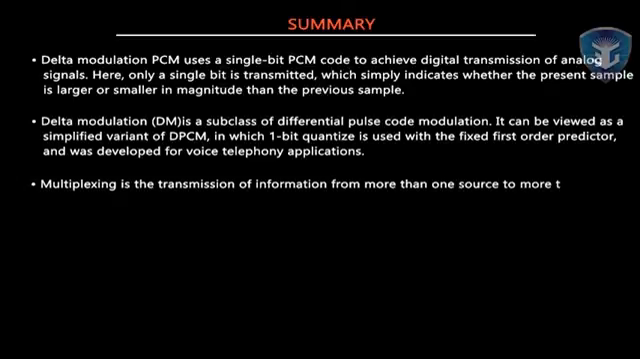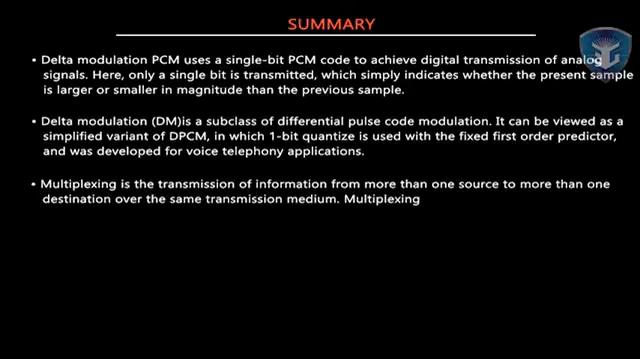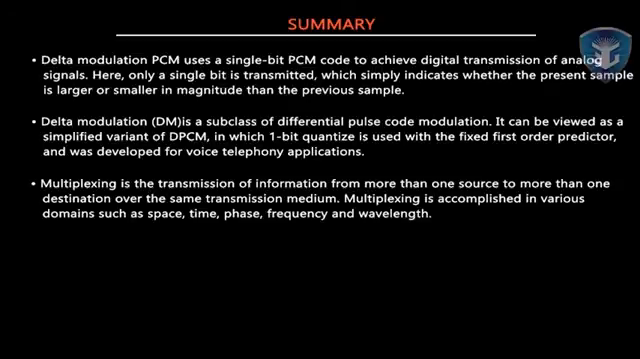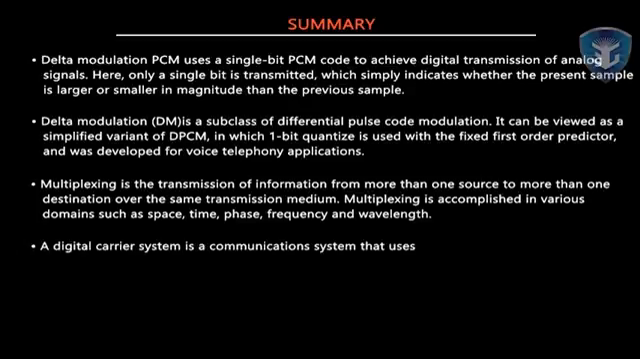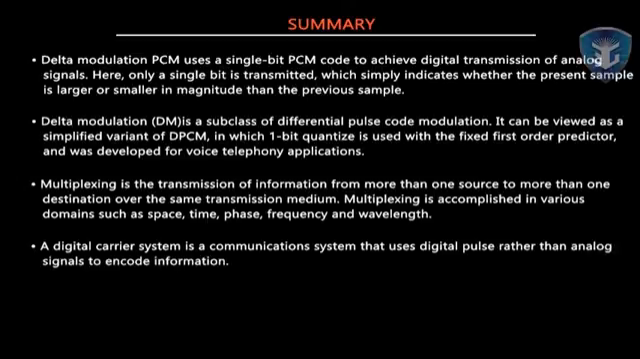Multiplexing is the transmission of information from more than one source to more than one destination over the same transmission medium. Multiplexing is accomplished in various domains such as space, time, phase, frequency, and wavelength. A digital carrier system is a communication system that uses digital pulses rather than analog signals to encode information.